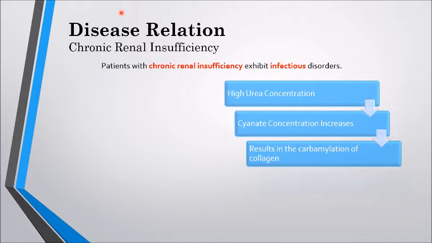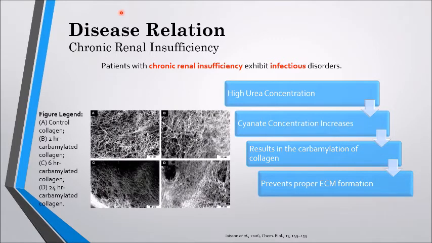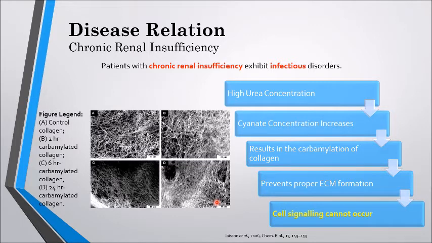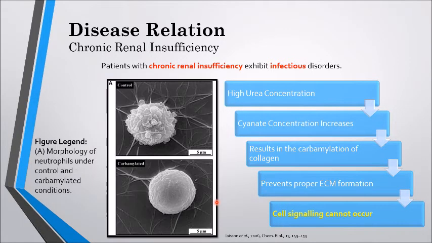When collagen is carbamylated, the ECM becomes disorganized as shown in the diagram, and the inflammatory response is impaired. This is because collagen is a component of the basal lamina of the extracellular matrix. It stabilizes the integral membrane proteins on the cell membrane to allow cell signaling for activation of neutrophils. This diagram shows that without carbamylation of collagen, neutrophils are activated as cell signaling can occur since the ECM structure is preserved. When carbamylation occurs, neutrophils are not activated. Therefore, carbamylated collagen can be used as a potential biomarker for patients suffering from chronic renal insufficiency.